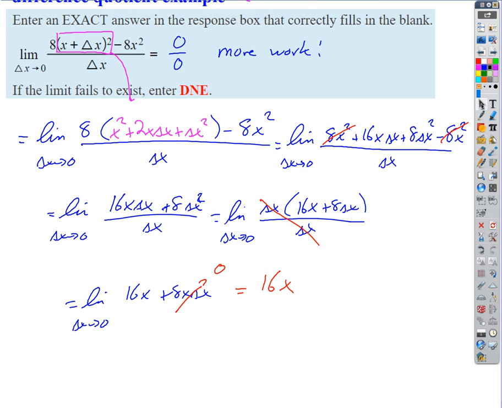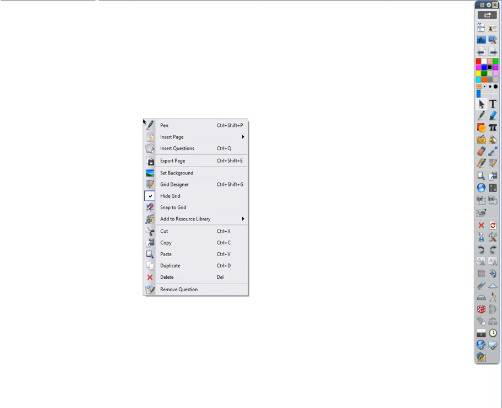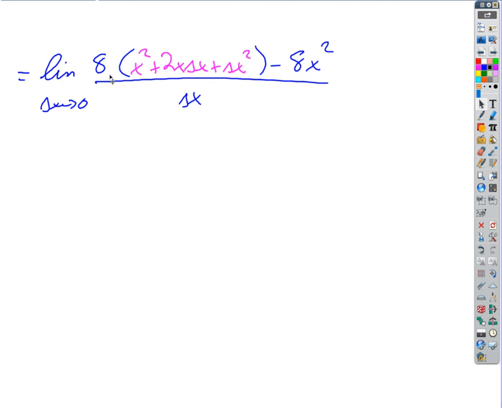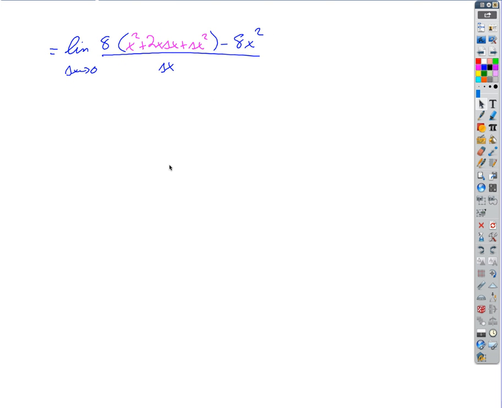Is this a big deal? No. I just want to make a point, because it'll come up again later in calculus, this idea. Okay, could I factor anything out in front of the limit there? How many terms are there in the numerator? We factor the 8. I could factor an 8 out, couldn't I?